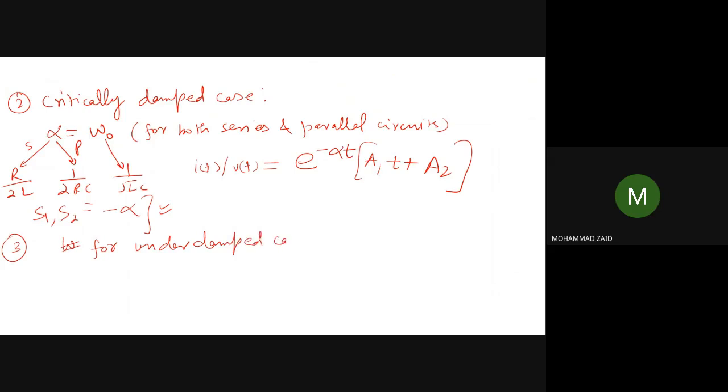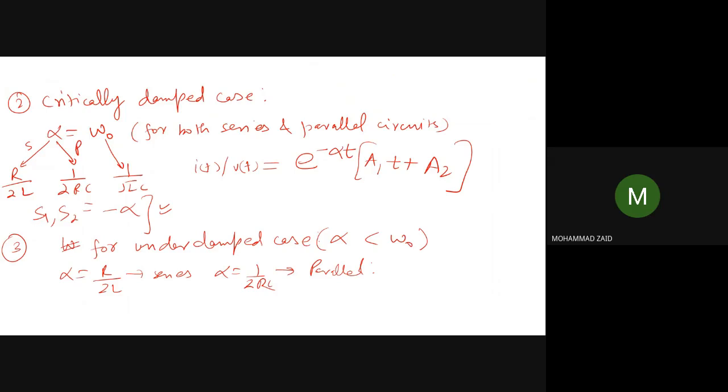I hope you have done the derivation. Very simple, just some algebraic manipulations and trigonometry. For underdamped case, for both the cases, alpha is less than omega naught, and alpha, as I already told you, is R by 2L for series, and for parallel it is 1 by 2RC. Okay, so this is the same in all the circuits. So we are writing the expression for underdamped, whether it is a series circuit or a parallel circuit.